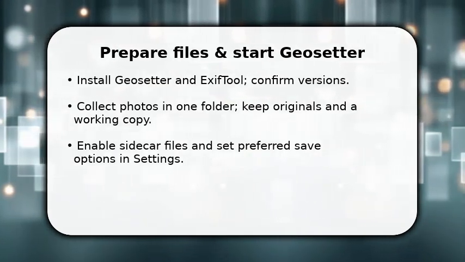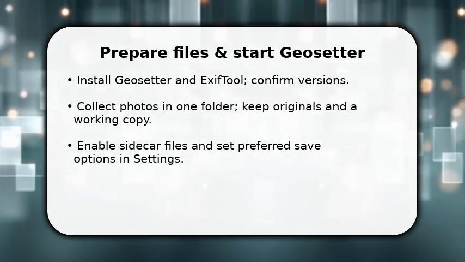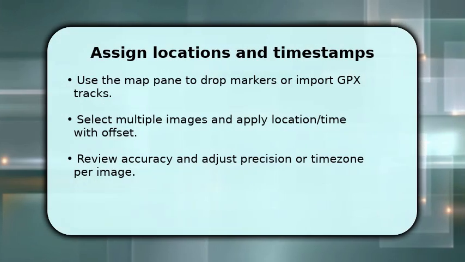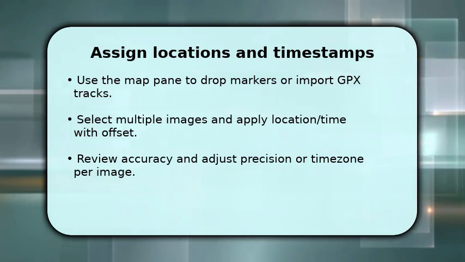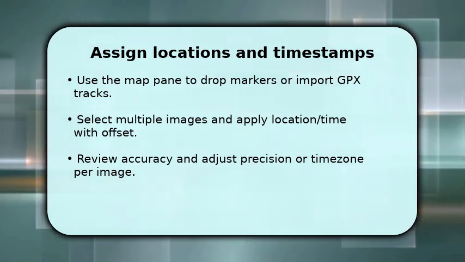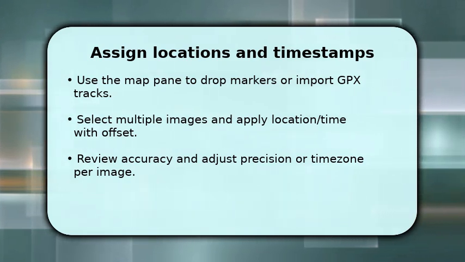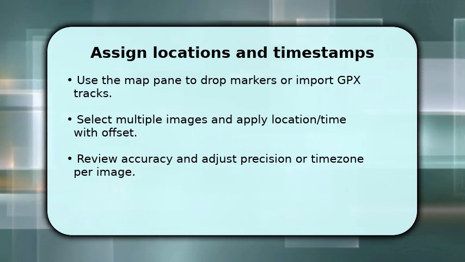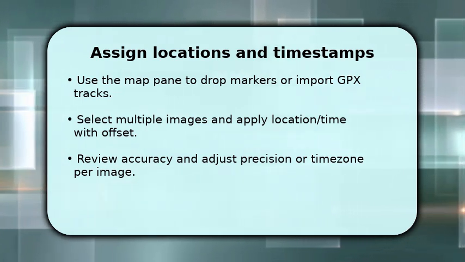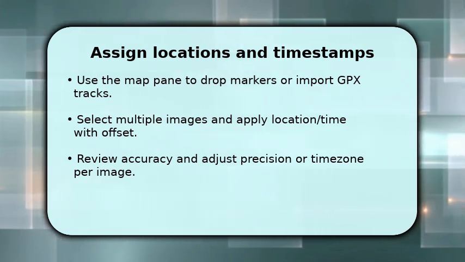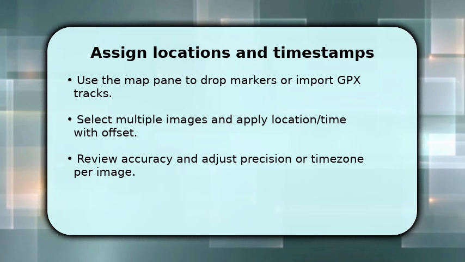Now that the app recognizes the folder, you're ready to inspect and batch select the first set of images. You'll use the map pane to add pins or import a GPX track. This is how Geosetter maps coordinates to your photos. Once the pins or track exist, select groups of images and drag them onto the map or use match to GPX, then apply a time offset if timestamps are off. This keeps consistency across trips.